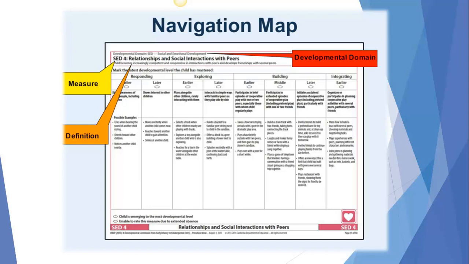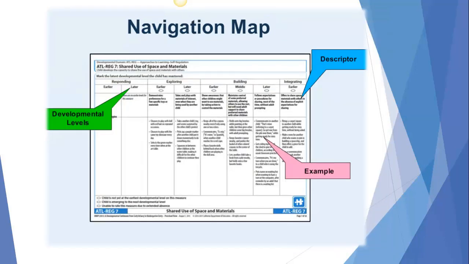What is the measure? SED4, which is relationships and social interaction with peers. Okay? So that SED4 is the measure, and the definition is right underneath it. Who has the DRDP preschool that can read the definition? So how the DRDP then breaks up is that we break it up into these developmental levels. Okay? 1, 2, 3, 4, 5, 6, 7, 8 developmental levels.